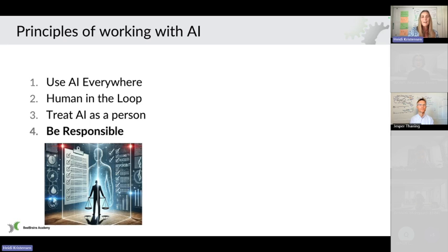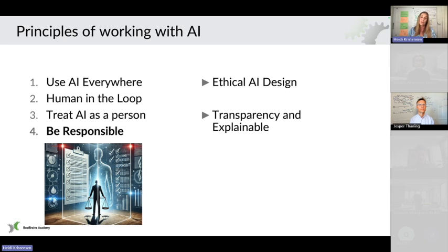And finally, our 4th principle around being responsible. Of course, quite a huge topic, but some of them are around ethical AI design, being aware of the data that we work on so that it's not biased, making sure it's transparent so we know how data is worked on, how it comes to conclusions, and that we are in charge of it so we're able to explain how we're using it and the reasoning behind.